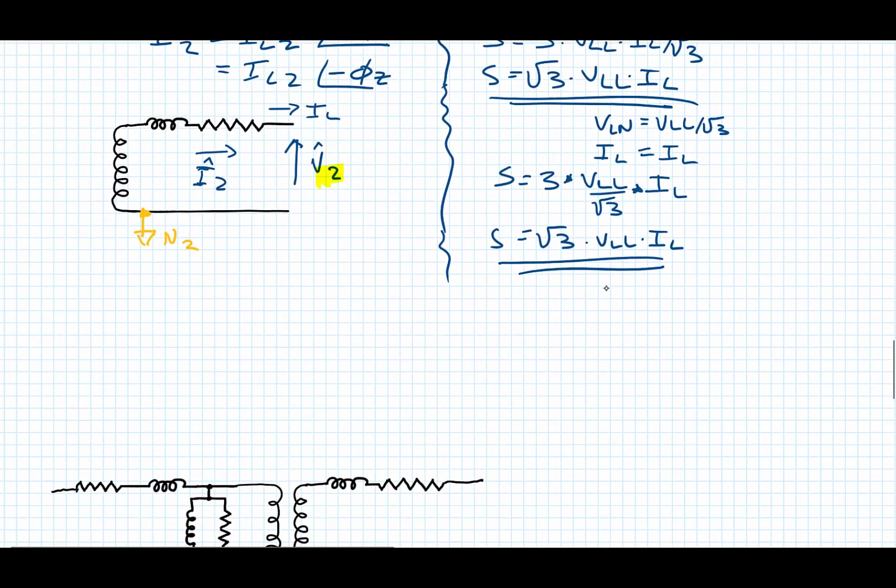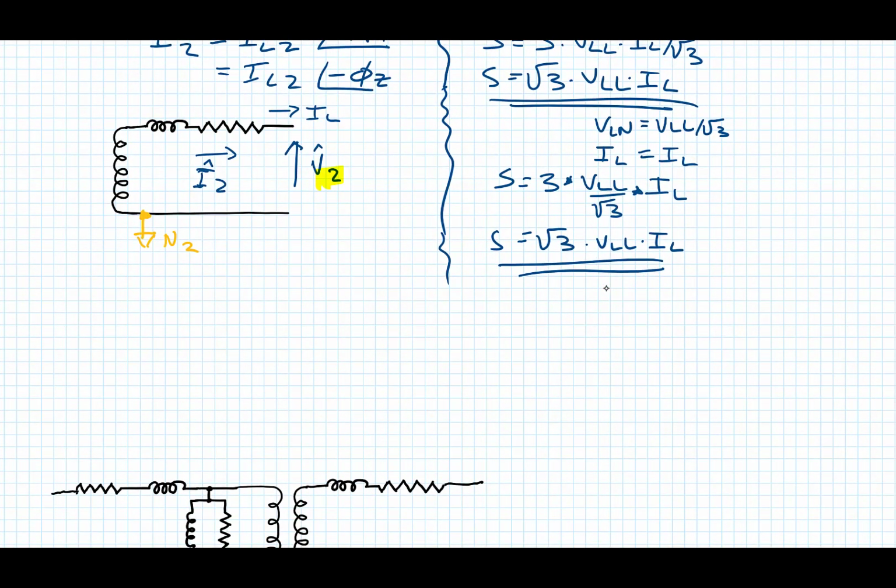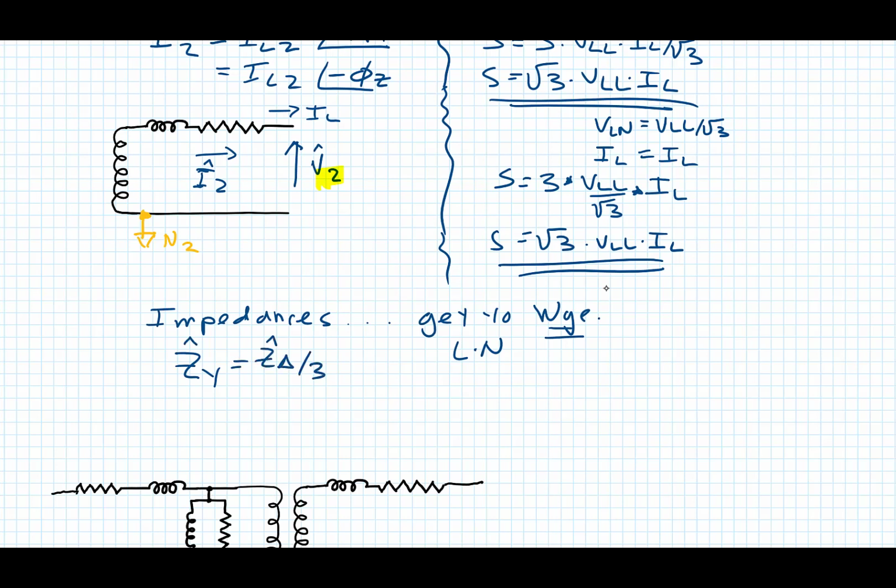So now there's one more relationship. Recall in Module 1 we learned about impedances. And our whole goal is that we're trying to get to a Y circuit, because that's what we can analyze. That's a line to neutral circuit. So ZY, remember, is equal to Z delta divided by 3.